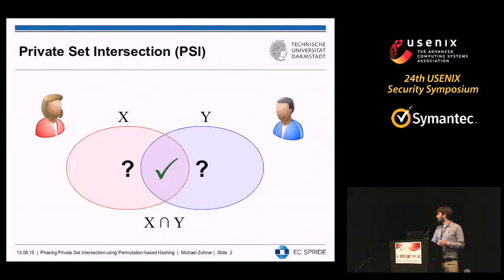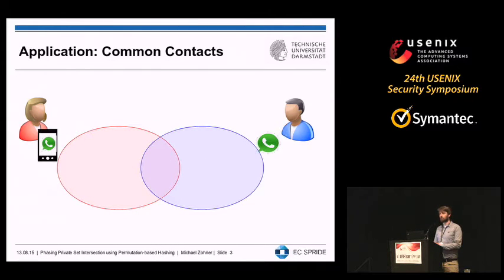So let's get into some concrete examples. The first example is the common contacts application. There, Alice is a mobile messenger app user, say WhatsApp. And she installed it on her mobile phone, and now she wants to find out which of her contacts also use WhatsApp so that she can chat with them.